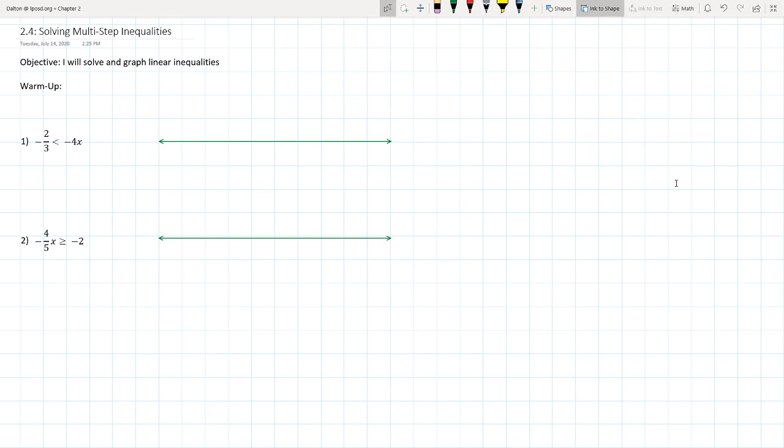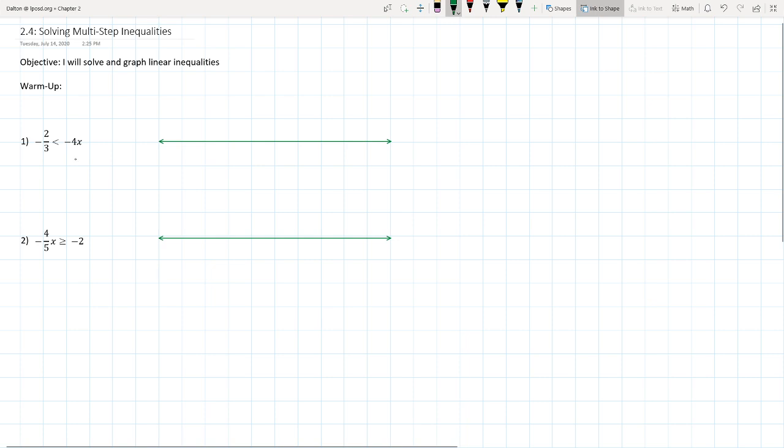This is lesson 12.4 warm-up, solving multi-step inequalities. Your objective is that you will be able to solve and graph linear inequalities. So for the warm-up today, just doing a little bit of a review from what we did last time. Last time we started talking about how inequalities work and kind of what they look like.